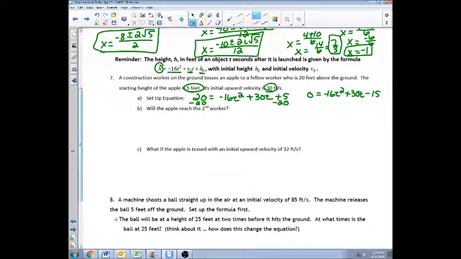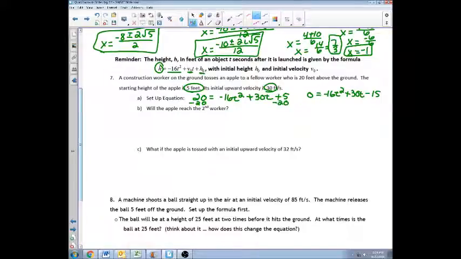When I use my discriminant, if it comes up with 1 real solution or 2 real solutions, then the apple would in fact reach the second worker. If it comes up with no real solutions, then the apple will not reach the second worker. So all I have to use is my discriminant.